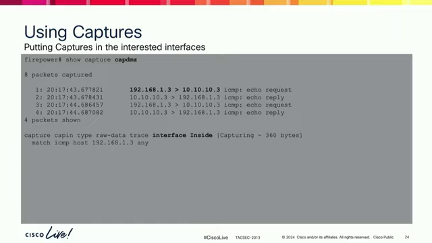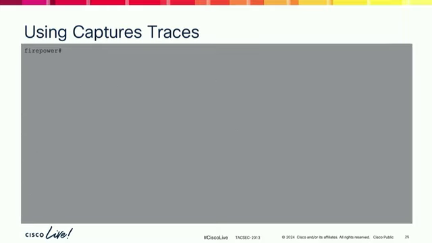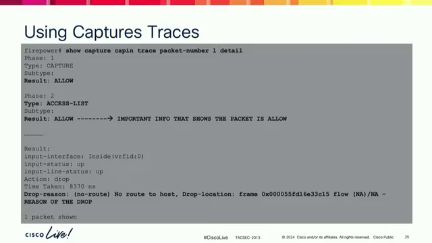But let's check the inside going to the internet, right? When we try to do that, we see that we have this echo request, but there is no reply, right? So maybe there is some problem there. Let's check directly on the capture what is happening. If we put show capture, the name of the capture, trace, we are going to check the packet number 1 that arrives to the firewall, and with the command detail, it's going to give us all the information that we need. We are going to see something like this.